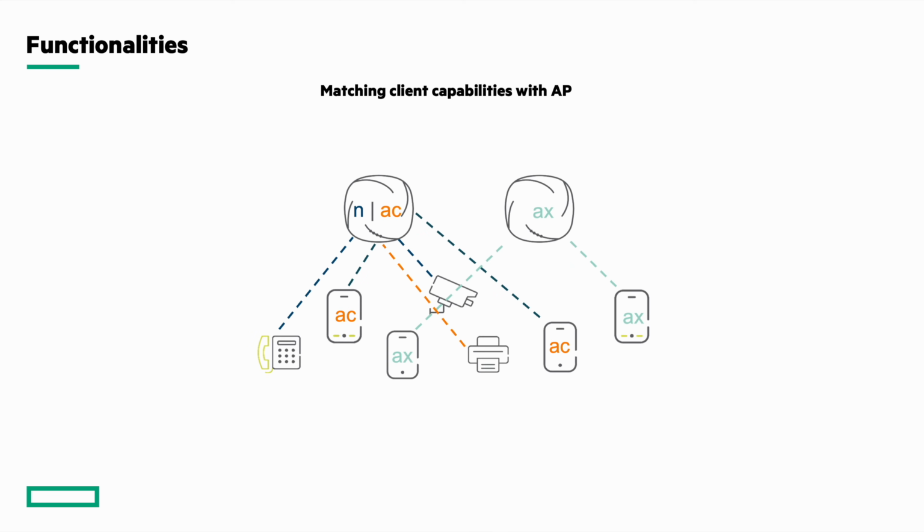And finally, ClientMatch ensures that client capabilities are taken advantage of by ensuring they are associated with a radio with similar capabilities. The goal of this is to move stations that are MU-MIMO capable so that they are on the same radios so that the AP can leverage the MU-MIMO function, as two stations of appropriate types are necessary for an AP to be able to do MU-MIMO.